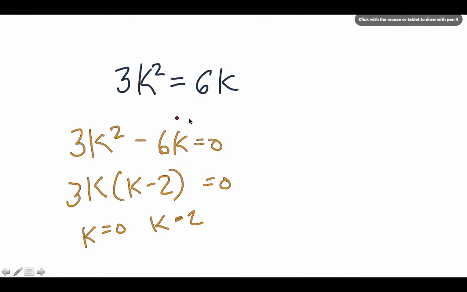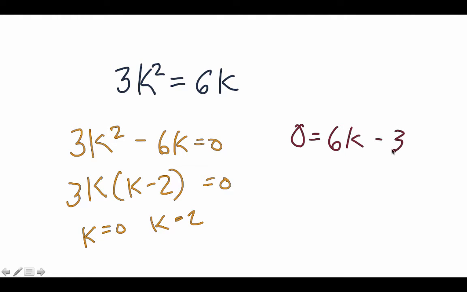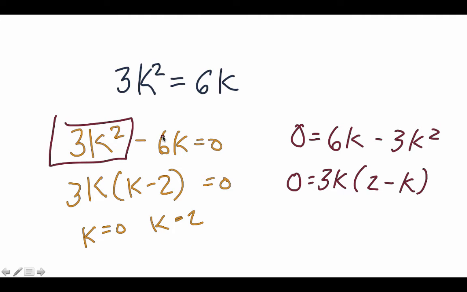You could have subtracted 3k squared from both sides and gotten this 6k minus 3k squared. Same thing, factor out the 3k and you're left with 2 minus k. This solves the same way, right? So 2 minus k is 0 and you get k equals 2, or 3k equals 0 and you get k equals 0. I don't care which one you do, but for this next concept, I think it'll be a lot easier if we keep the squared term positive. So let's take a look at the new unit.